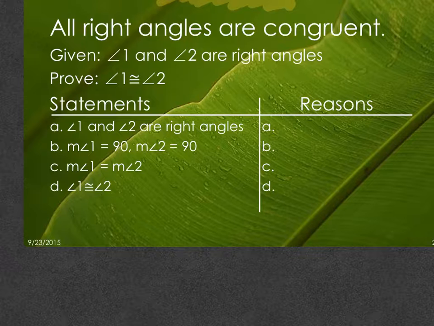Number 1 says angle 1 and angle 2 are right angles. What's the reason there? Given. Number 2 says the measure of angle 1 equals 90 and the measure of angle 2 equals 90. How do you know? Is it substitution? Because they're right angles. So it's because you know what a right angle is that you know it's 90, right? Which means it's not substitution, it's actually the definition of a right angle.